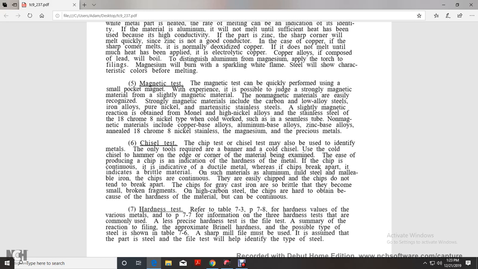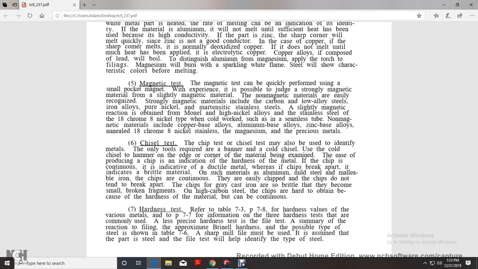Chisel test. The chip test, or chisel test, may be used to identify the metal. The only tools required are a cold chisel and a hammer. Use the cold chisel to cut the edge or corner of the material being examined, and the ease of producing the chip is an indication of the hardness of the metal.